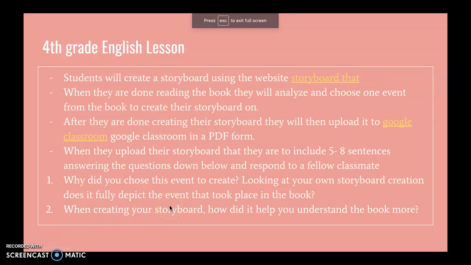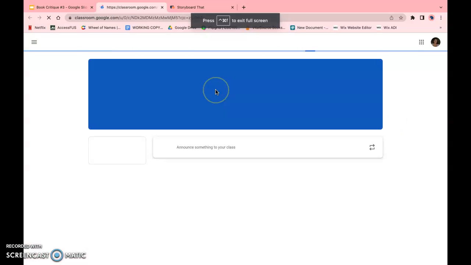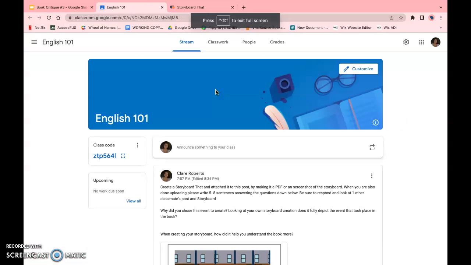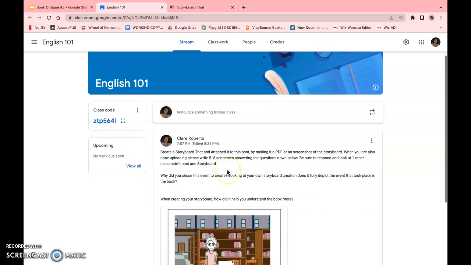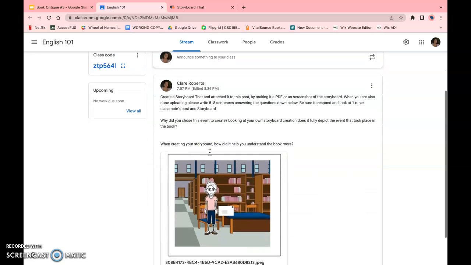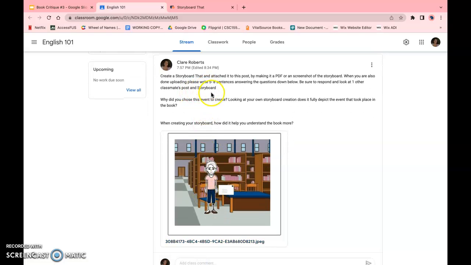After they are done creating their storyboard, they will then go to Google Classroom and upload it and post it in PDF form, include 5 to 8 sentences answering the questions down below, and they will also have to respond to one other fellow classmate, look at their storyboard, and just say what they like about it. So here's my post on Google Classroom. The questions are right here, my example is right here, and the instructions are right here as well.